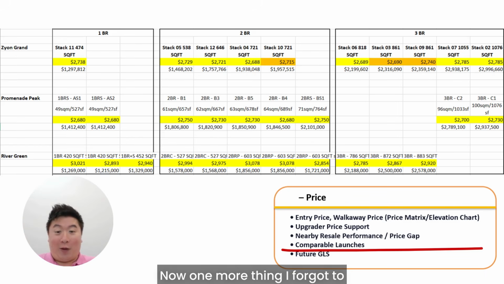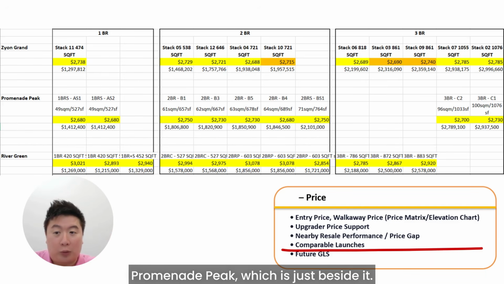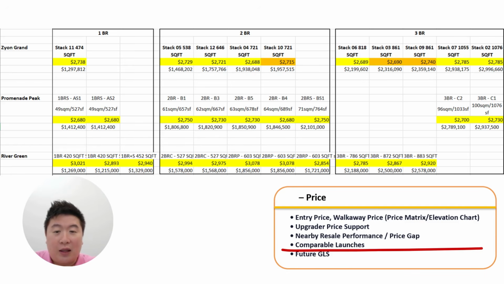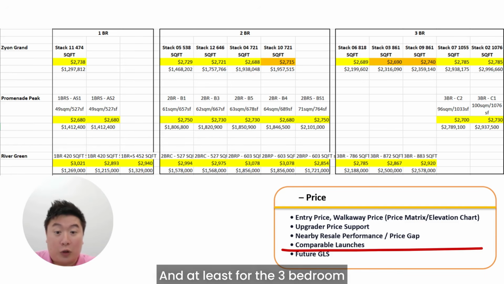Now, one more thing I forgot to say is that right now we're just looking at these figures, right? But don't forget that Zion Grand is an integrated development. It usually comes with a premium for being integrated, but there's no integrated premium here. If you look at it, its PSF is comparable to Promenade Peak, which is just beside it, but they provide a range of sizes. And at least for the three bedroom in particular, Zion Grand offers many more alternatives in terms of smaller sizes.